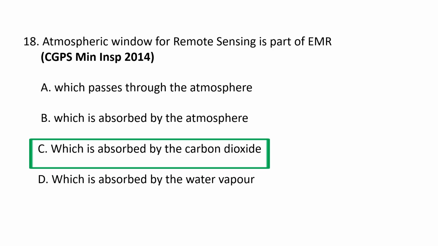An atmospheric window in remote sensing refers to a specific range of wavelengths within the electromagnetic spectrum where radiation can pass through the Earth's atmosphere relatively unimpeded, allowing for direct observation of the Earth's surface by remote sensing instruments.